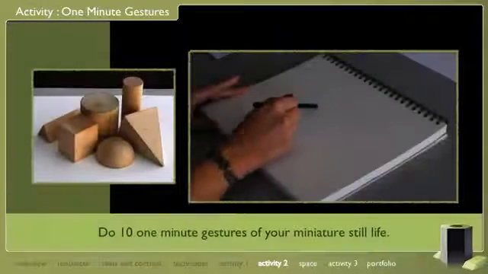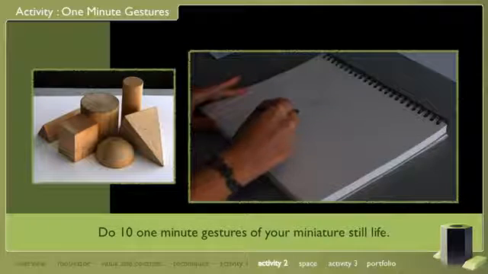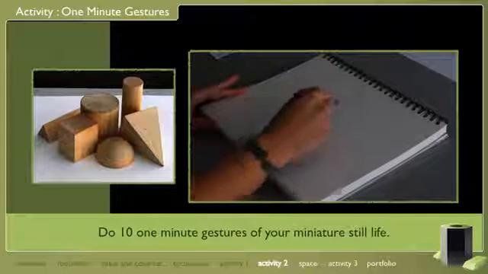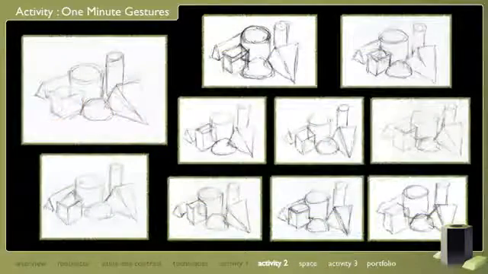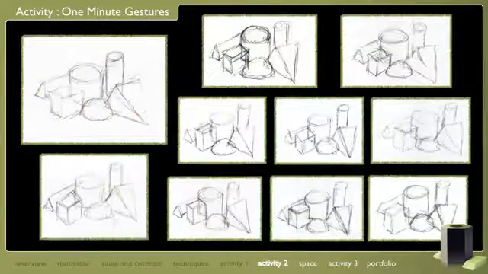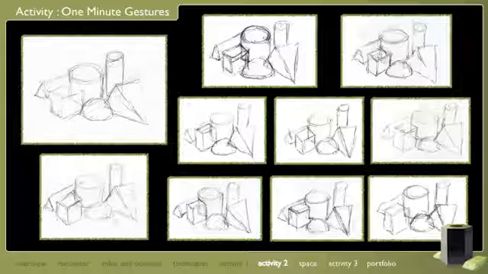Set up a series of simple objects or wooden shapes such as these in front of you on a desk or table. Set your timer for 1 minute and do 10 gestures of the miniature still life. It is important to give your brain, eyes, and hands time to warm up.